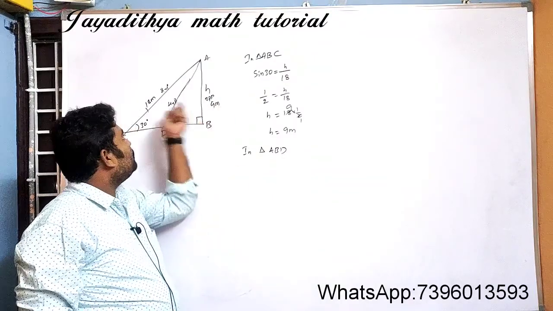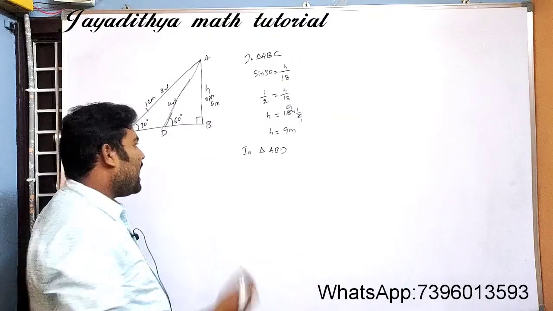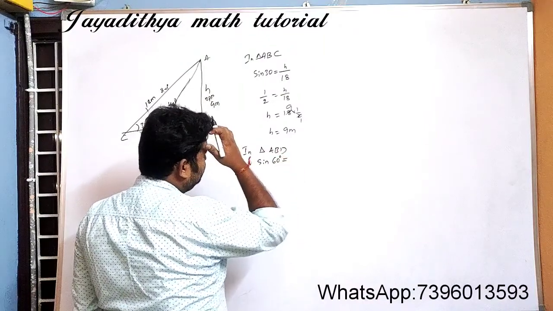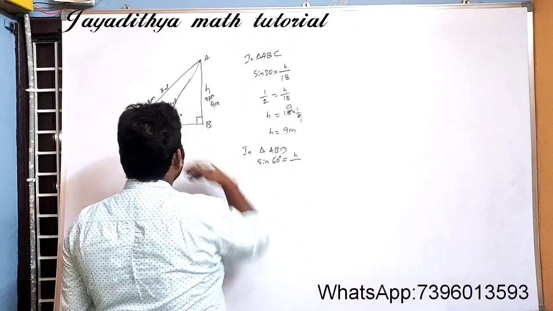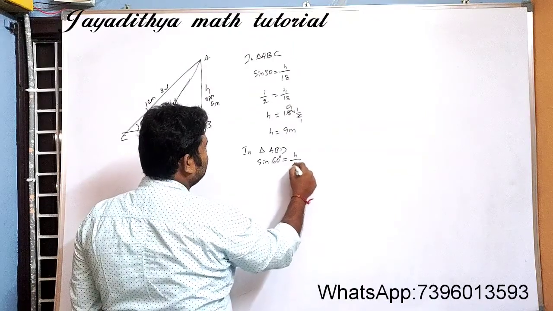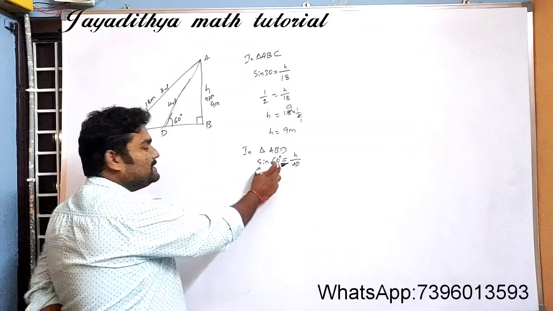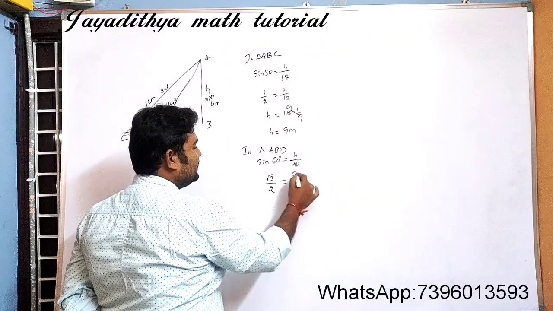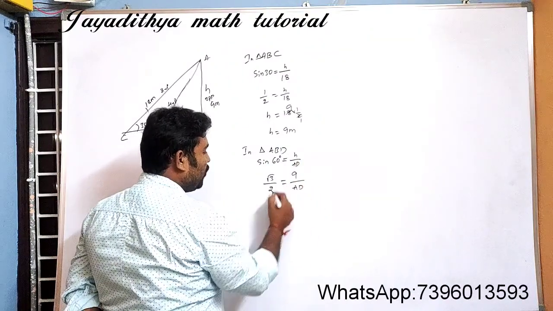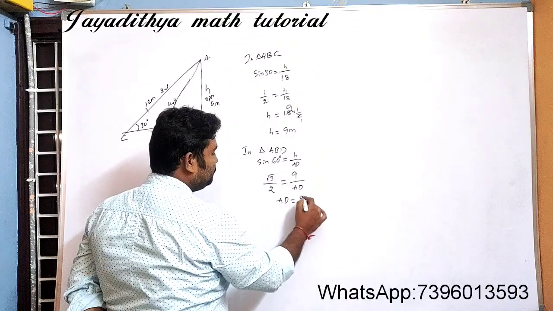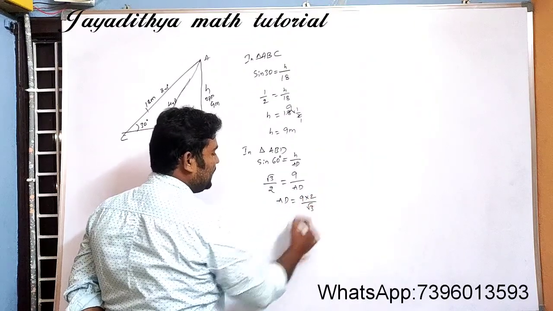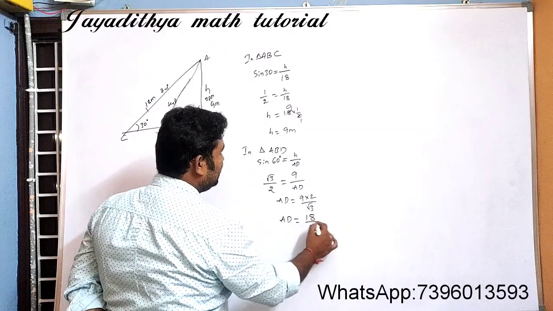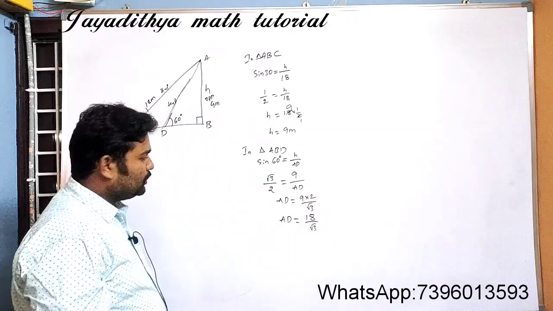So again you need the relation of opposite and hypotenuse. So what ratio will you take here? Again you need to take sine. But what is the angle now? The angle is 60 degrees. So sin 60 is equal to opposite, that is h, by hypotenuse, which you need to find, that is AD. What is sin 60? That is simply root 3 by 2, which is equal to h, that is 9, by AD. So what will be AD now? AD is equal to 9 into 2 by root 3, so AD is equal to 18 by root 3.